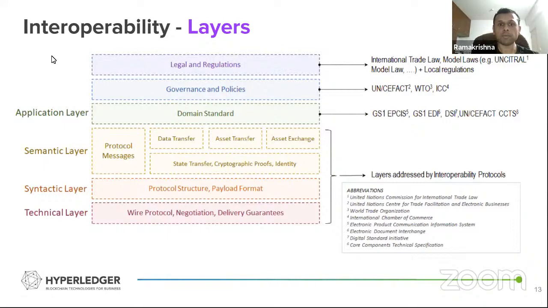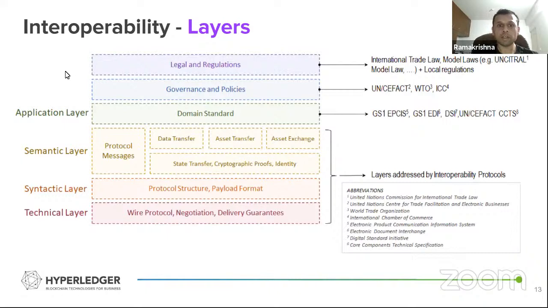Further up, when you go past the actual message communication, we would like to be able to think about standards that enable two networks that are operating in the same domain to be able to interoperate. There's a standard called GS1, for example, which is attempting to create specifications for all blockchain or DLT networks that are engaged in any part of the trade ecosystem. It could be trade logistics, it could be trade finance, even payments and so on.